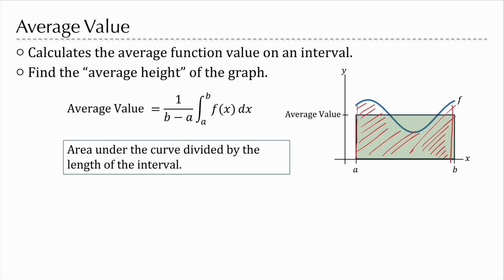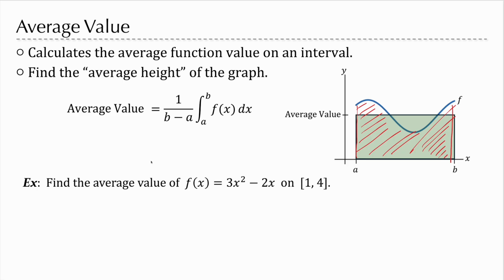Now, this obviously in general is just thinking of it as area under the curve divided by the length. Okay, so we're still going to have that b minus a feel to it, but that's geometrically what's happening to create this. So let's try an example. Let's suppose we have the graph of 3x squared minus 2x on the interval from 1 to 4, and we want to calculate its average value.